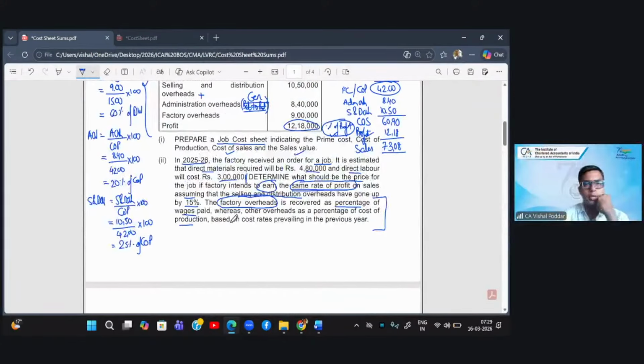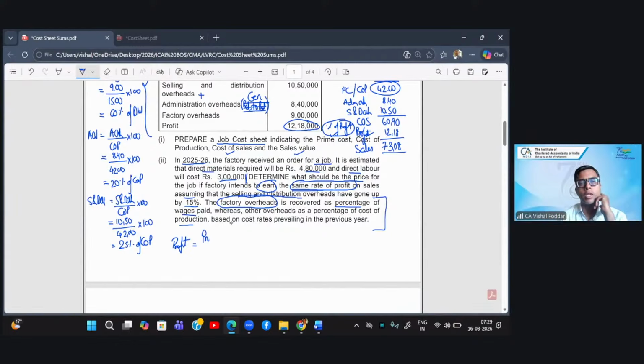And then I can take the percentage of profit. Now they are saying if the company wants to earn the same rate of profit on sales. Now I'll say instead of on sales, we'll find it out on COS. Why? Because when we'll be preparing the next cost sheet, there will be COS first. So earning same profit on COS is also equivalent to earning the same profit on sales.